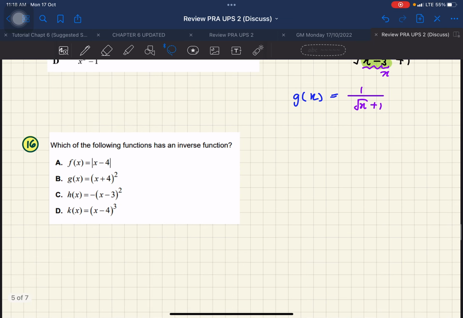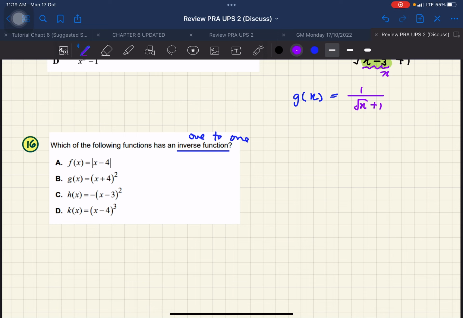So, next one, number 16. Which of the following functions has an inverse function? So, inverse function, dia hanya wujud if it is one-to-one function. Okay, kalau awak punya type of function tu adalah one-to-one. Okay, so kalau ikutkan, macam mana kita nak tahu dia adalah one-to-one function? There are two methods. The first is by algebraic method. Nak tentukan dia one-to-one, kita guna algebraic method. Ataupun second, kita guna graphical method. Graphical method is by using the HLT, horizontal line test.